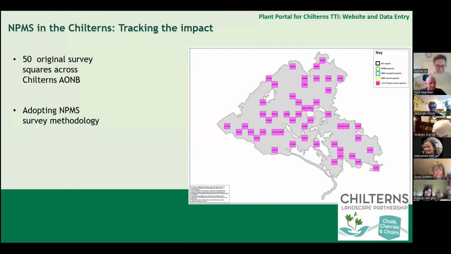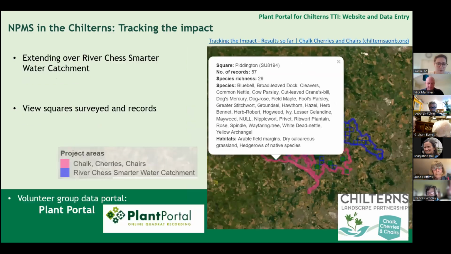But I just thought I'd add that in, to explain why we're using the plant portal as a repository for the data. So we have these 50 survey squares, and now we've got the extension across the River Chess and the Smarter Water Catchment area. And as you'll know, we're adopting different survey methodologies to record different taxa within these squares. And MPMS, the National Plant Monitoring Scheme, is the survey methodology that's been adopted here.